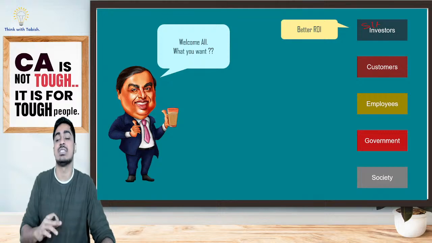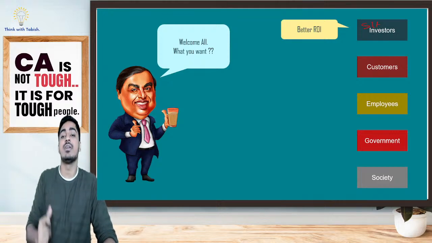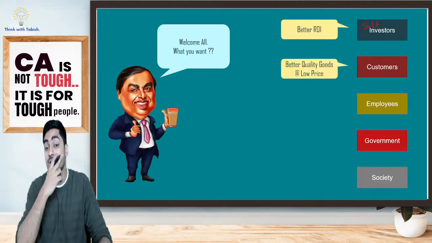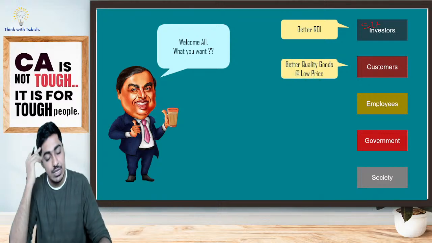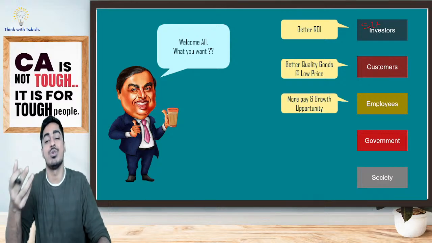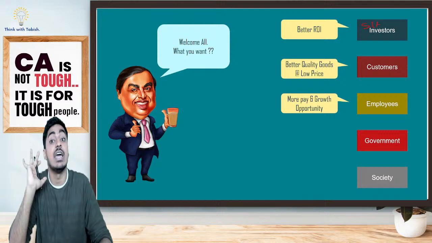Now he is calling the shareholders. He asks, what do you want? They say, give us a better return on investment. Ambani says, fine. Customers, what do you want? They say, better quality goods at a low price. He says, okay, fine, I will give you that. Employees, what do you want? They say, more pay, more growth opportunities. Ambani says, fine, I will give that.